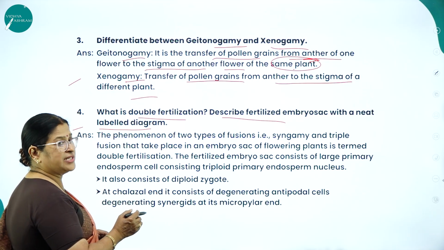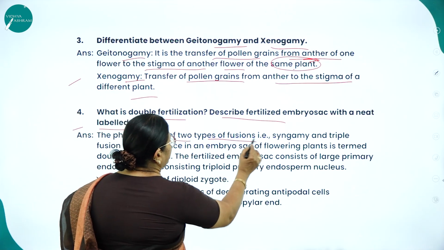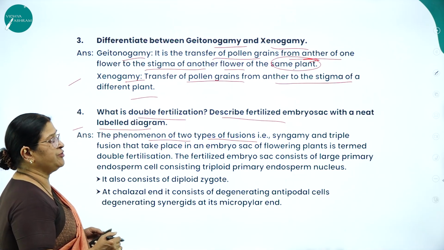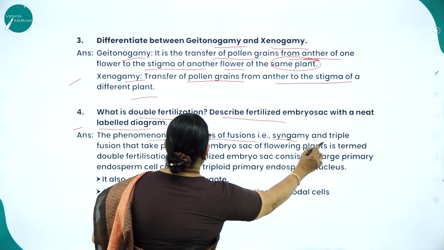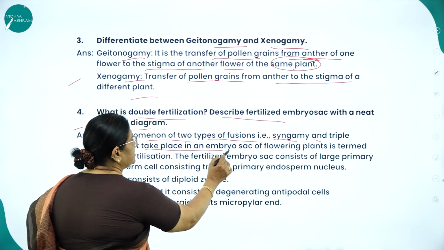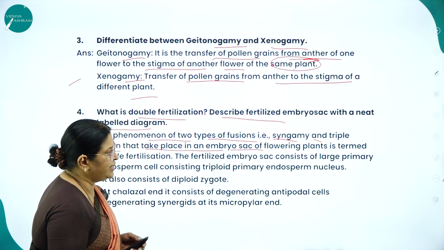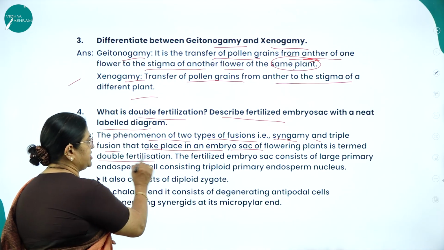What is double fertilization? The phenomenon of two types of fusions. What is that fusion called? Syngamy and triple fusion that take place in an embryo sac of a flowering plant is termed double fertilization.